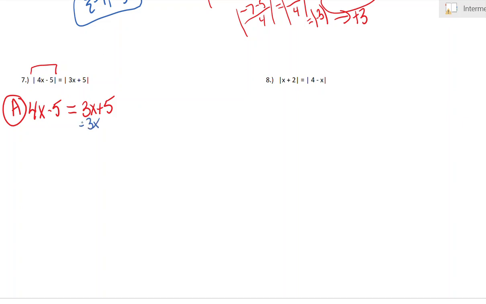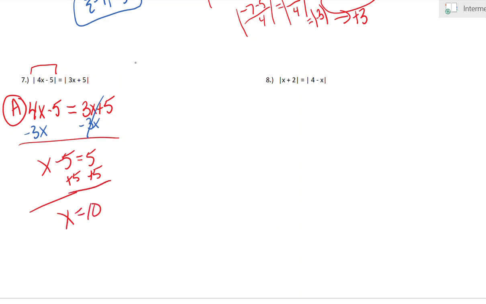So I'll subtract 3x. I'm going to end up getting x minus 5 equals 5. And then I'm going to add 5. And we get x equals 10. Okay. Now, here's what happens to the B part.